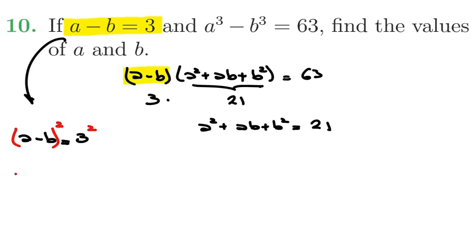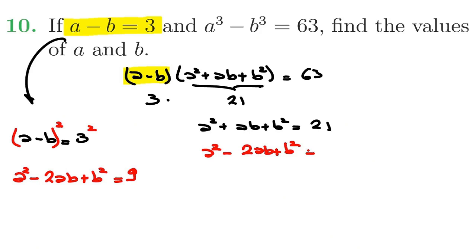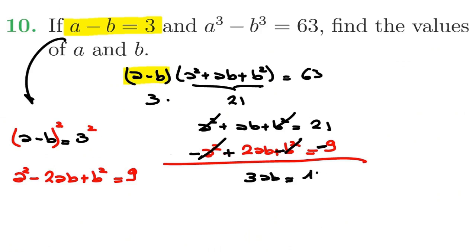A squared minus 2ab plus b squared equals 9. Should I write it below? Let me write it. A squared minus 2ab plus b squared equals 9. If we subtract these from top to bottom, or if we multiply the bottom by a negative number, I'm distributing this negative number as it is. This is how it happens. Minus plus minus minus. I'm gathering them now. They're leaving. 3ab equals 12. So ab from there comes out to 4.